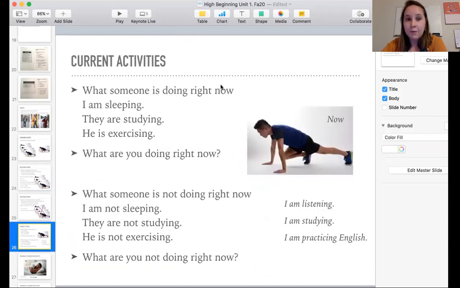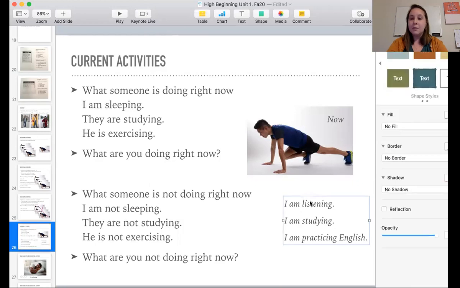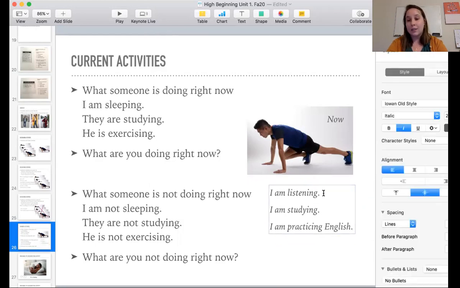In the same way, for current activities, when you're using that ing, you're just adding not. So I am sleeping, I am not sleeping. They are studying, they are not studying. He is exercising, he is not exercising. So all of these are right now. So right now, I am not exercising. I am teaching. So to make them negative, we're just adding that not.